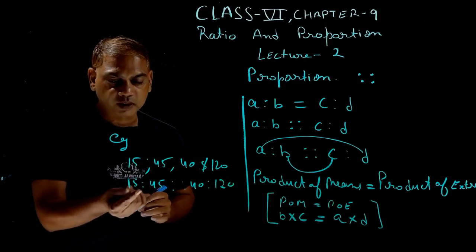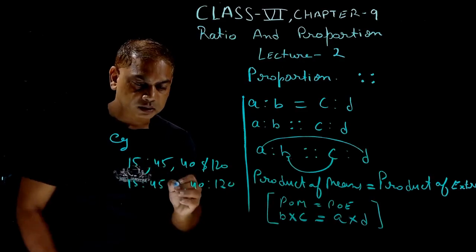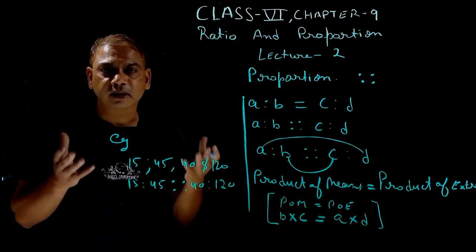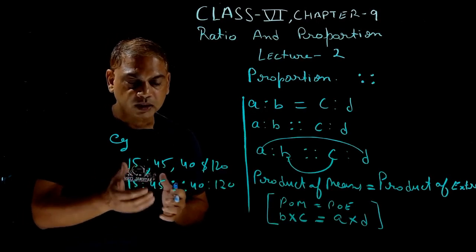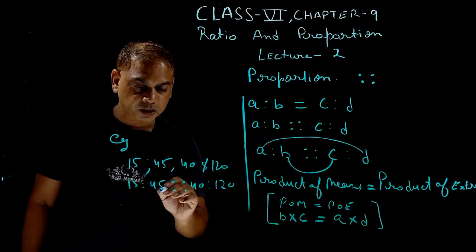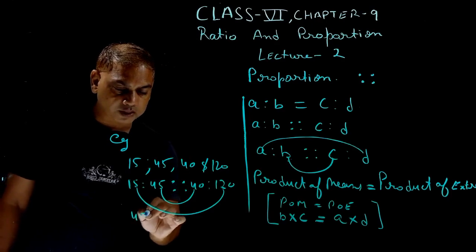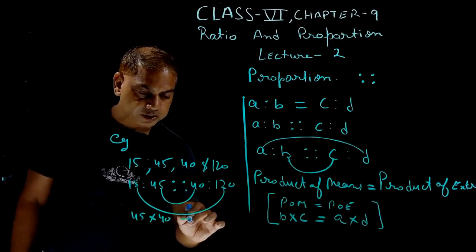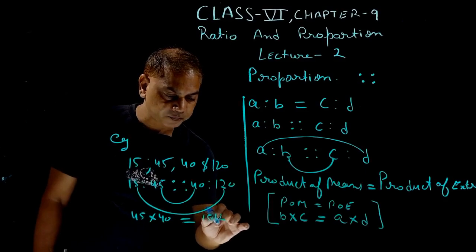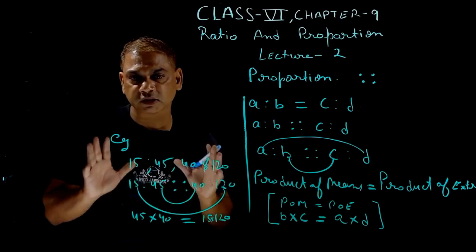Okay, 15 is to 45, proportion 40 is to 120. These 4 dots, this means proportion. Proportion का मीनिंग क्या है कि ratios are equal. Okay? Now हम उसको कैसे चेक कर सकते हैं? With the help of this formula. POE should be equal to POM. So 45 into 40, if it is equal to 15 into 120, अगर ये equal आता है बेटे, तो you can say that given ratios are in proportion, otherwise not.